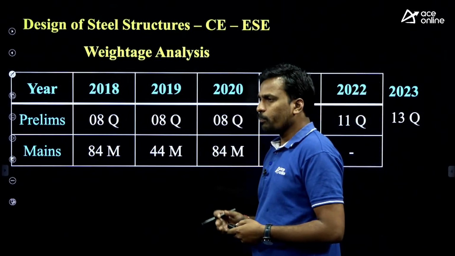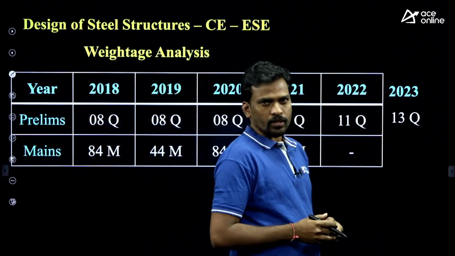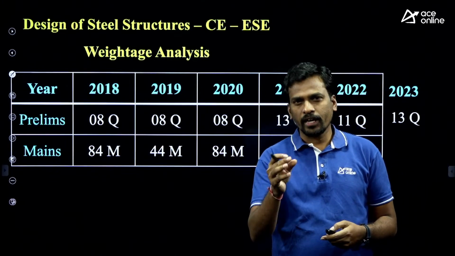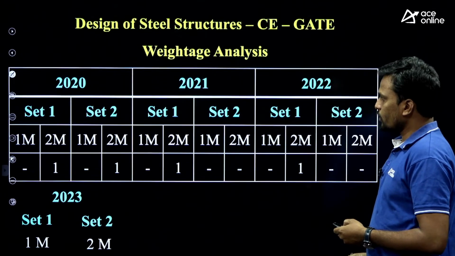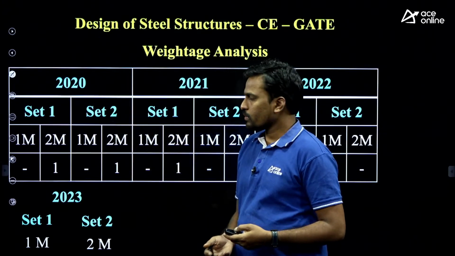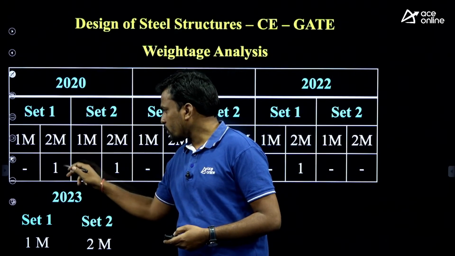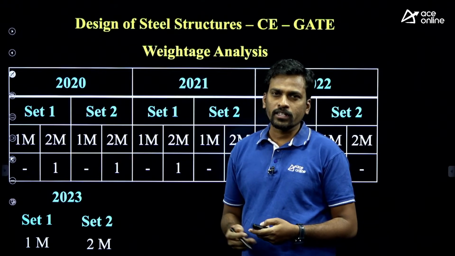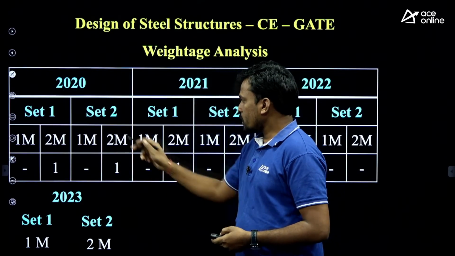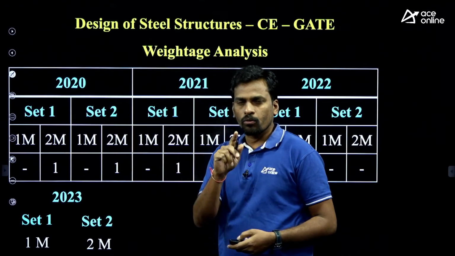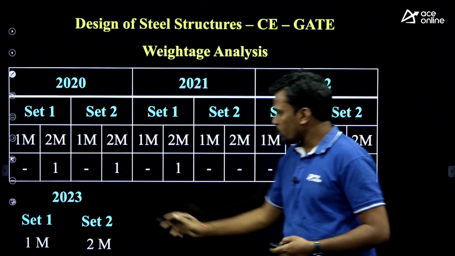This is a very important subject for engineering students. And if you come to GATE, this is frankly the least priority for the GATE exam. If you see the weightage for GATE, in 2020, in set number 1, no 1 mark question, only 1 two-mark question. It means the weightage was 2 marks in 2020, in set 1. If you see set 2 also, there is 1 two-mark question. So 2 marks. Like that, if you see 2021, 2022 and 2023.